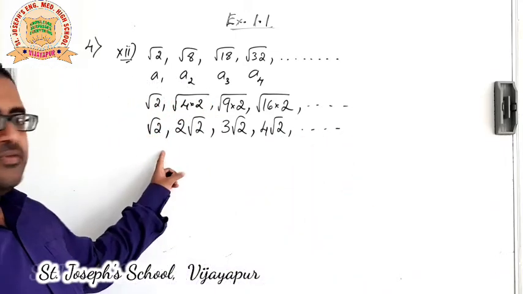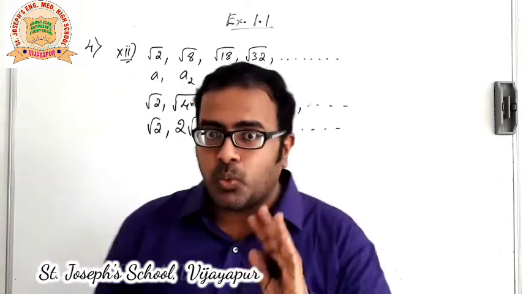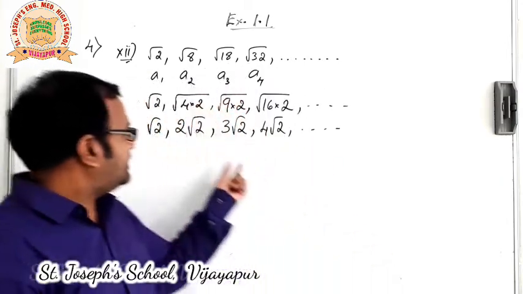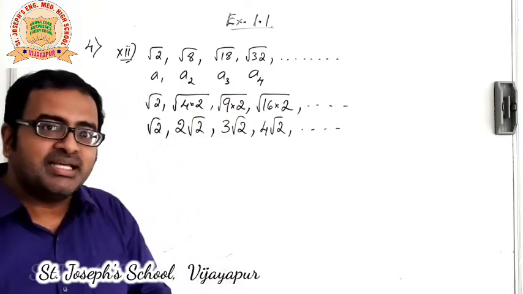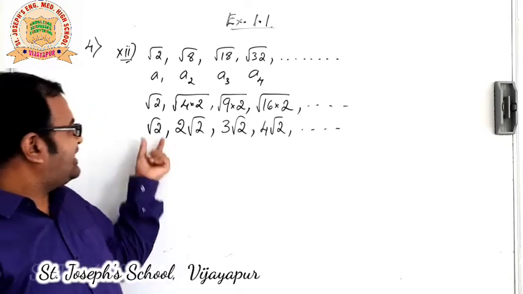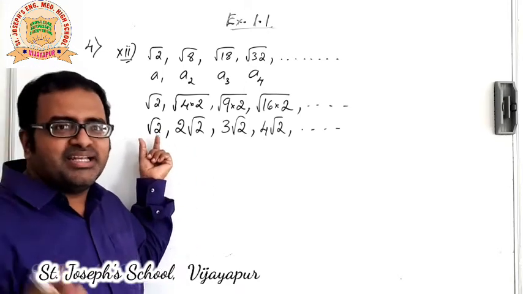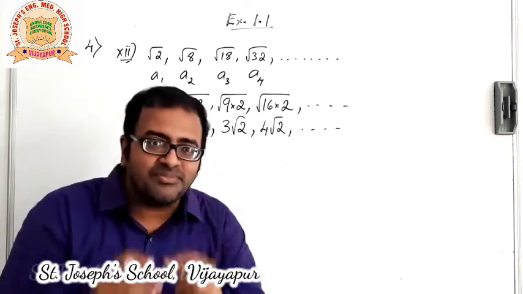Now you observe, these are all now mixed surds because their coefficient is not 1. But look at the irrational part: root 2, root 2, root 2, root 2. Now they can be simplified. You can compare this with variables. Consider in your mind that this is x. Then this is 2x, 3x, 4x. Now they can be simplified.